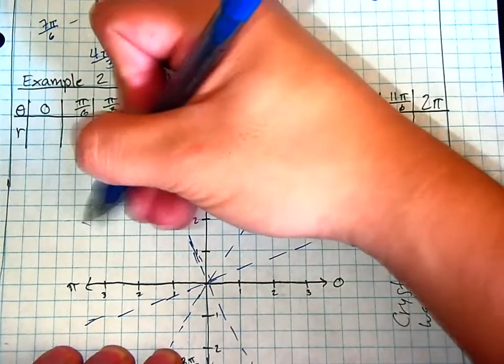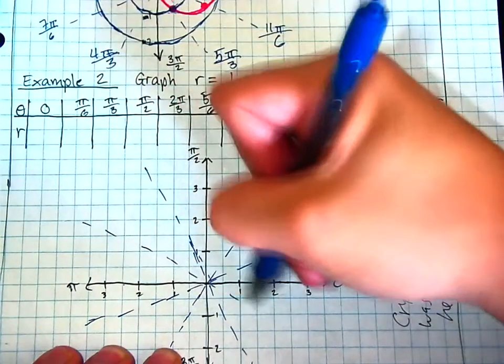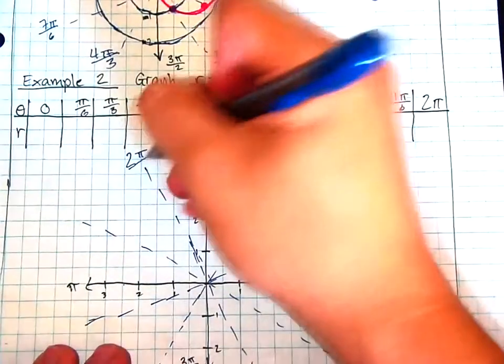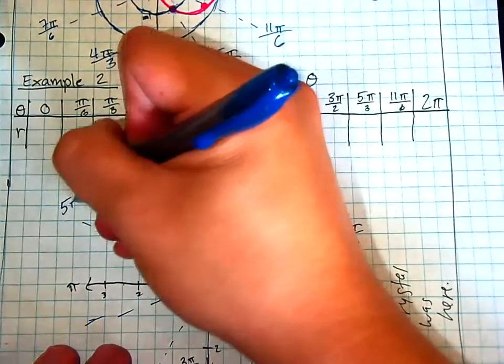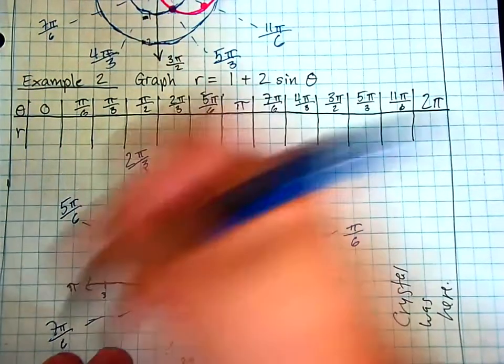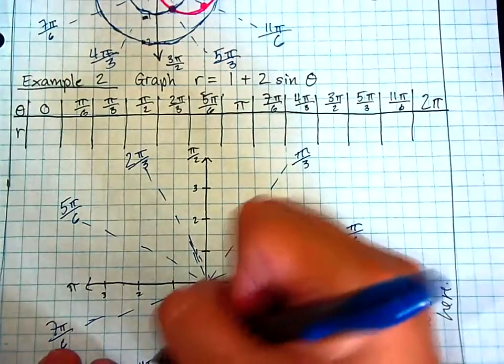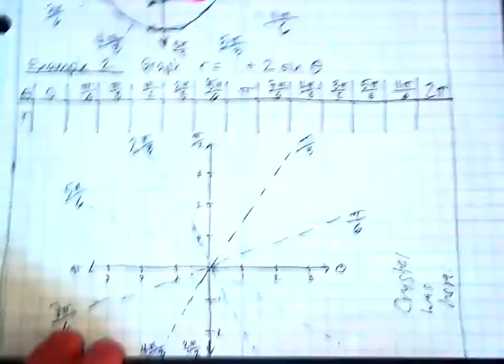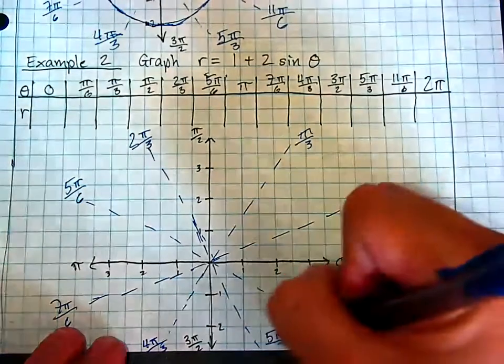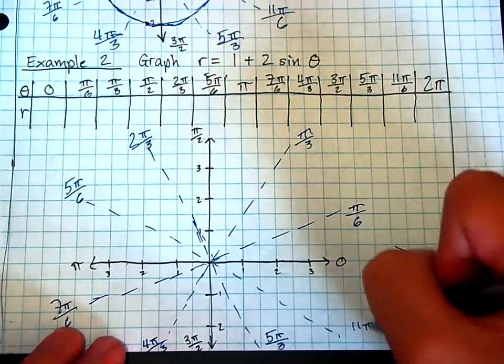And finally, this side as well. Okay, relabel everything. 2 pi over 3, 5 pi over 6, 7 pi over 6, 4 pi over 3, squeezing it in, 5 pi over 3, and 11 pi over 6.